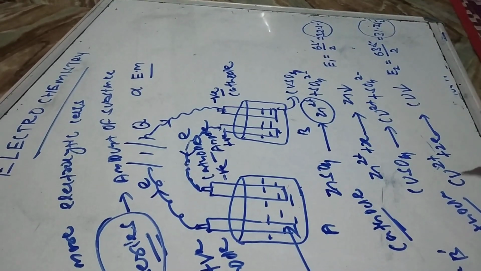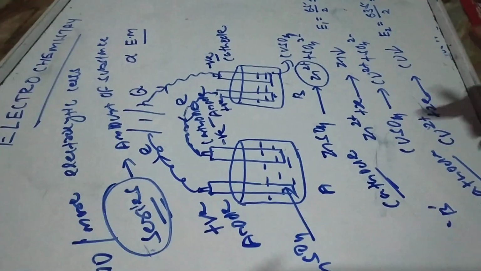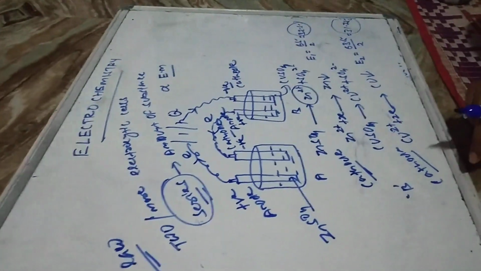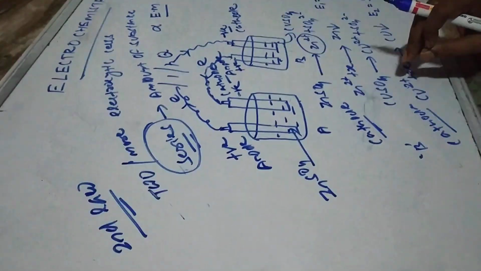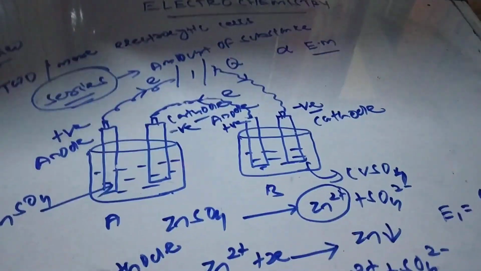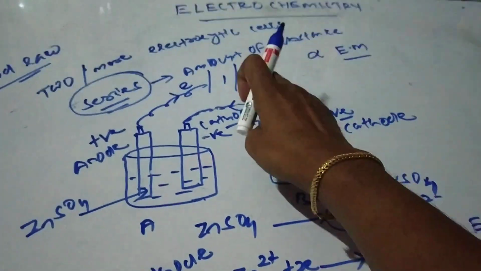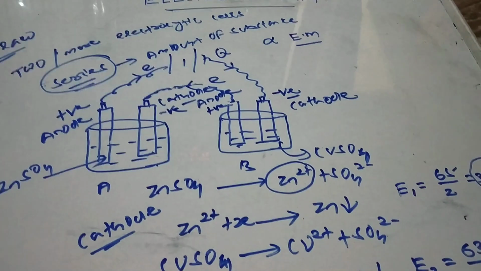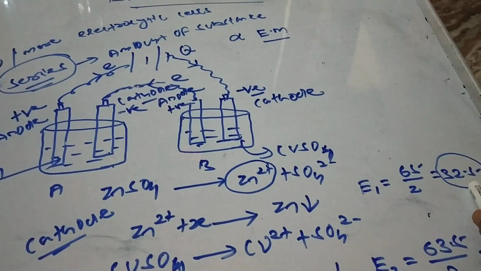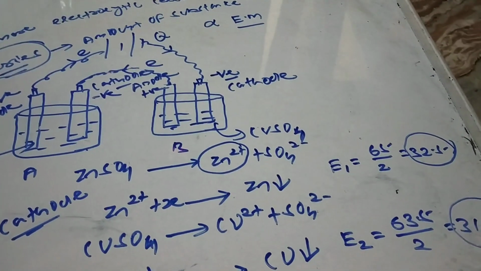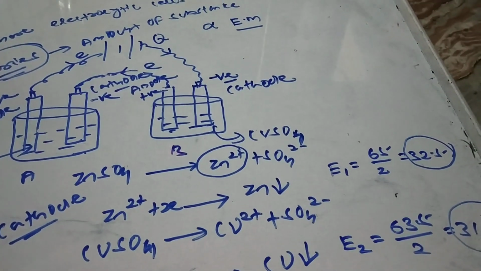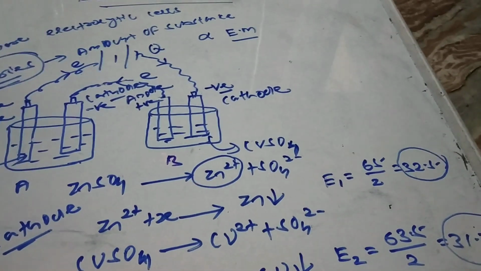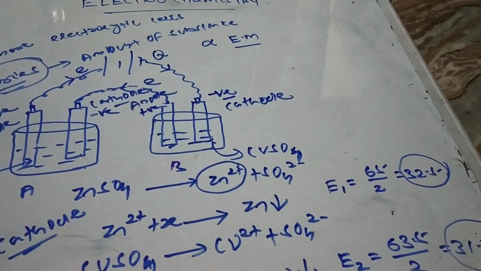For example, if you pass 1 Faraday charge, then what is the amount of substance deposited? It is equal to its equivalent mass. So if I pass 1 Faraday charge here, then zinc will be deposited 32.5 gram, whereas copper will be deposited 31.75 gram. So that indicates that the amount is directly proportional to the equivalent mass.